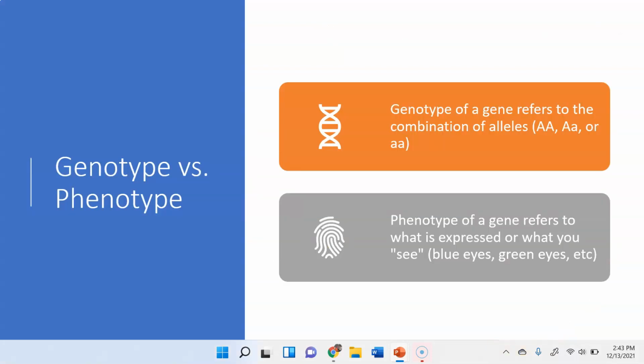When we talk about genotype and phenotype, genotype is the combination of alleles. Is it homozygous dominant, big A, big A? Is it heterozygous, big A, little a? Or is it homozygous recessive, little a, little a? When we talk about phenotype, we're talking about what we see, or what is actually expressed. For instance, blue eyes or green eyes. In the examples we're going to do, brown hair or blonde hair, those types of things.